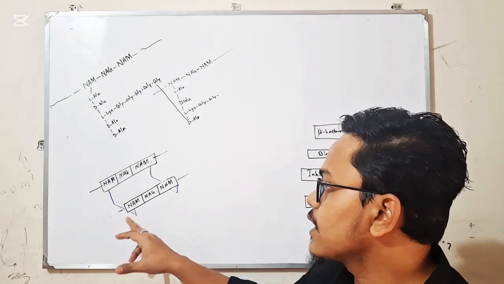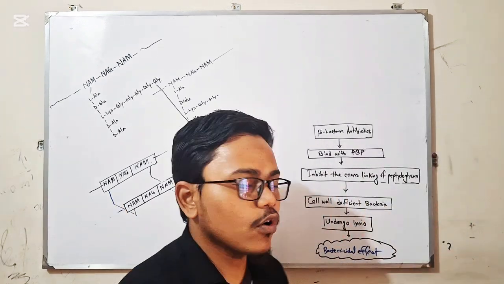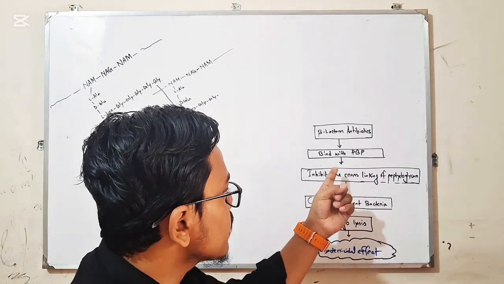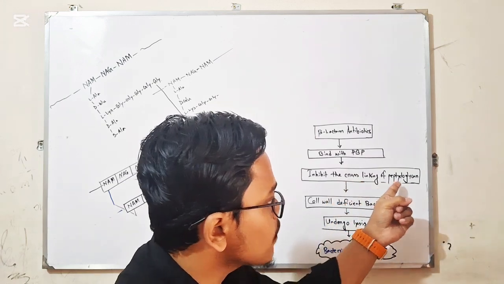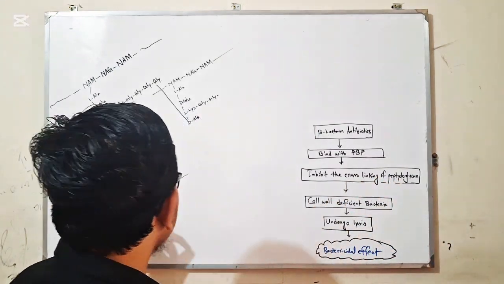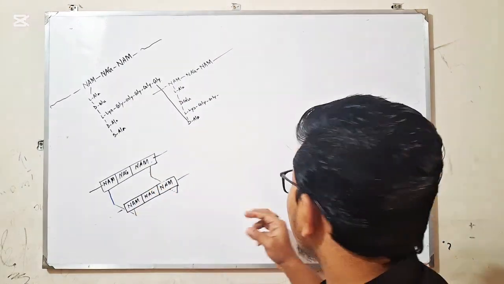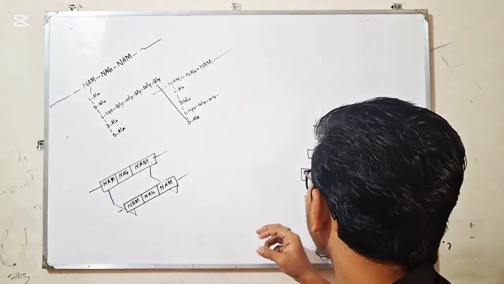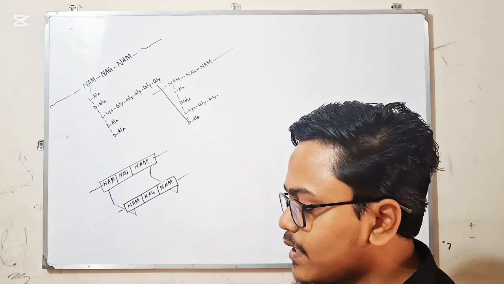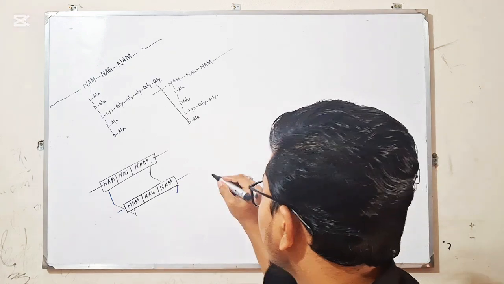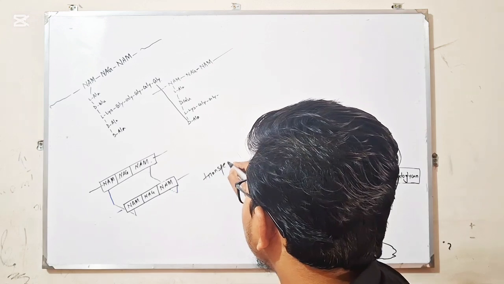Okay, this peptide linkage. But we all know that penicillin inhibits the cross linking of the peptidoglycan, and this cross linking is inhibited. Basically, this cross linking is formed by the penicillin binding protein, the transpeptidase enzyme. We know the enzyme, that is transpeptidase.